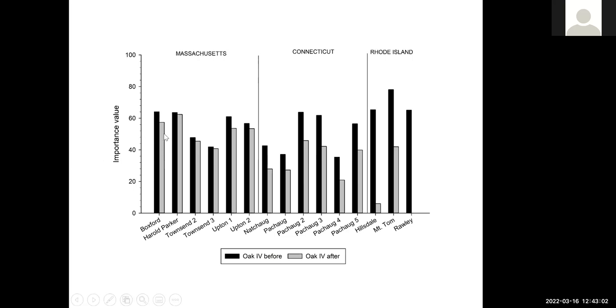Again, no surprise, not a lot of activity or changes, I should say, in Massachusetts. In Connecticut, you start to see oak losing its importance in those stands, but still a relatively important contributor. In Rhode Island, oak was totally eliminated in 2 stands. Just a little bit left in Hillsdale, but those were trees in really, really poor condition and probably died later that year or the next year. So more significant changes to the overstory forest community in Rhode Island, and a lot of changes in Connecticut as well, but not as severe.